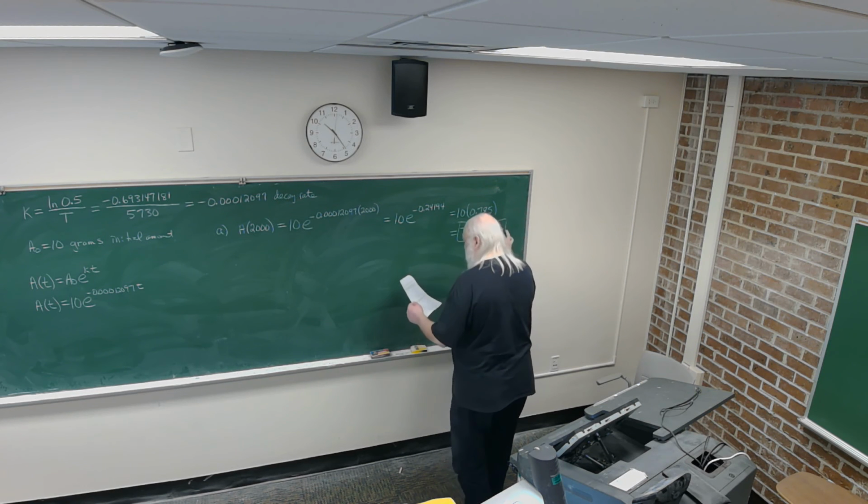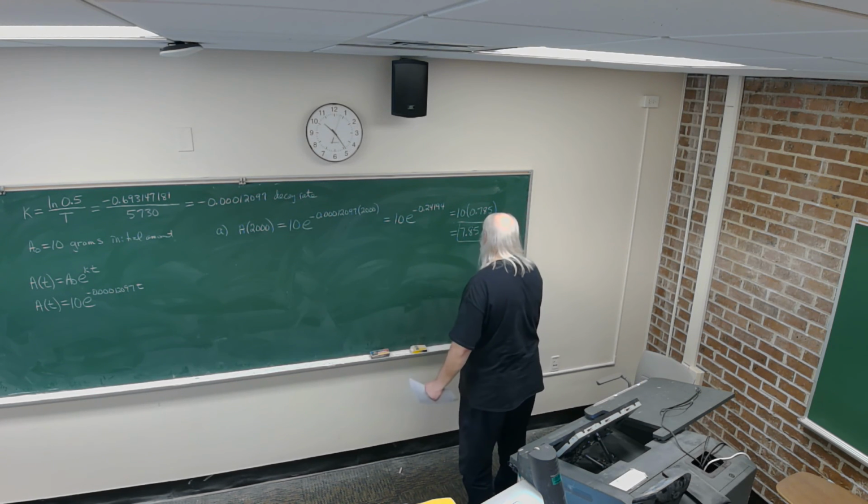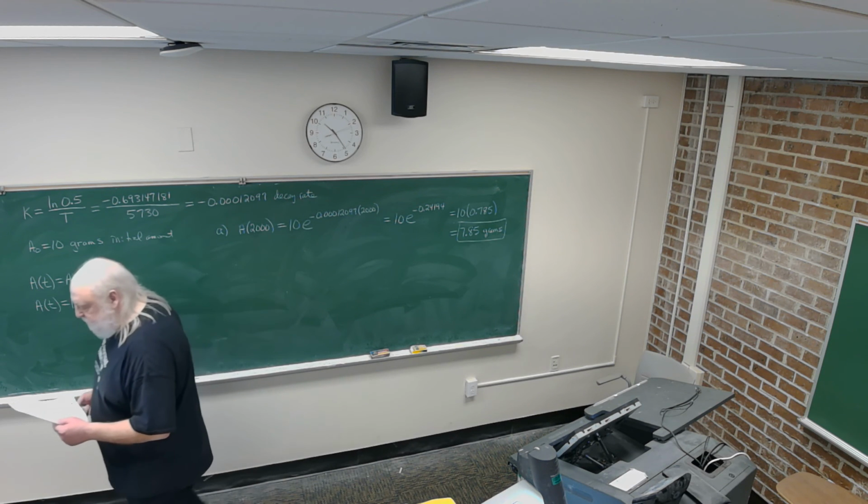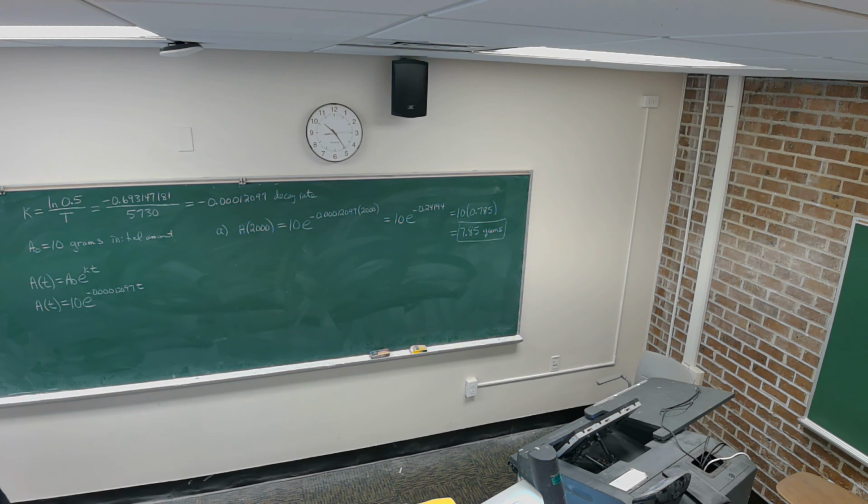Where did I see years? Oh, I was looking at B. Thank you. Yes, that's supposed to be grams. So if 10 grams were present originally, how much is left after 2,000 years? 7.85 grams.